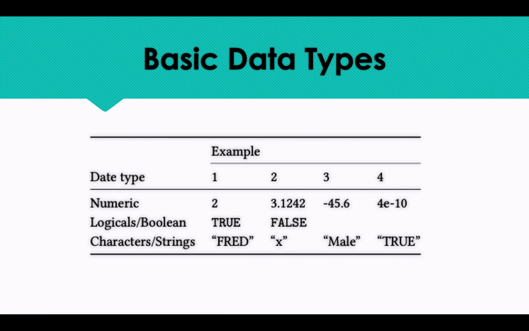Here are the basic data types that will be used in R. The first is numeric, which is numbers. The second is logicals, which is true or false. So for example, whether a number is a multiple of 5, you can get R to return true or false. And finally, characters, which are usually letters or words.